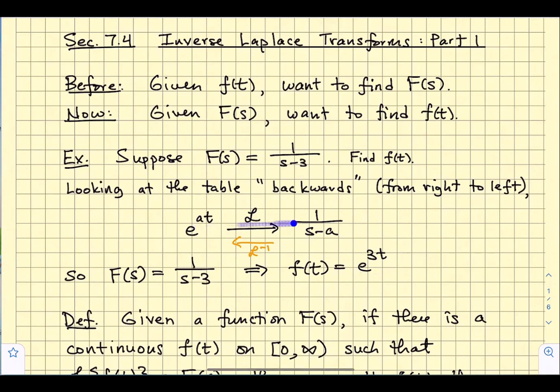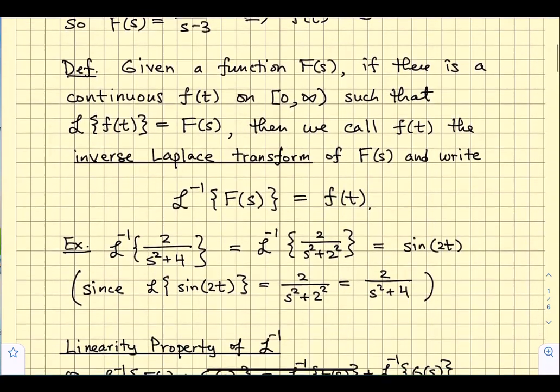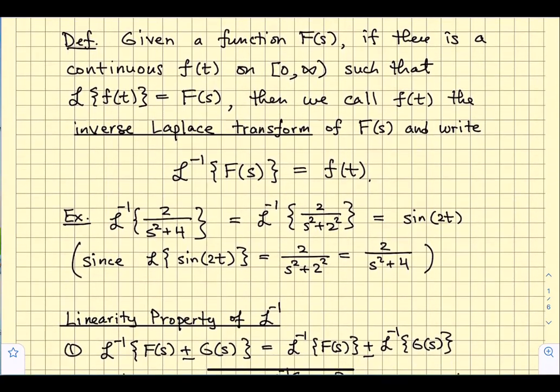If you think of this forward process as taking the Laplace transform, what we're talking about now is the inverse process. We call this the inverse Laplace transform, and we denote this by L inverse. So let's give a definition. Given a function big F of s, if there is a continuous little f of t on the interval from 0 to infinity, such that when you take the Laplace transform of little f of t, you get big F of s, then we call little f of t the inverse Laplace transform of big F of s, and we write the inverse Laplace transform of big F of s is little f of t.